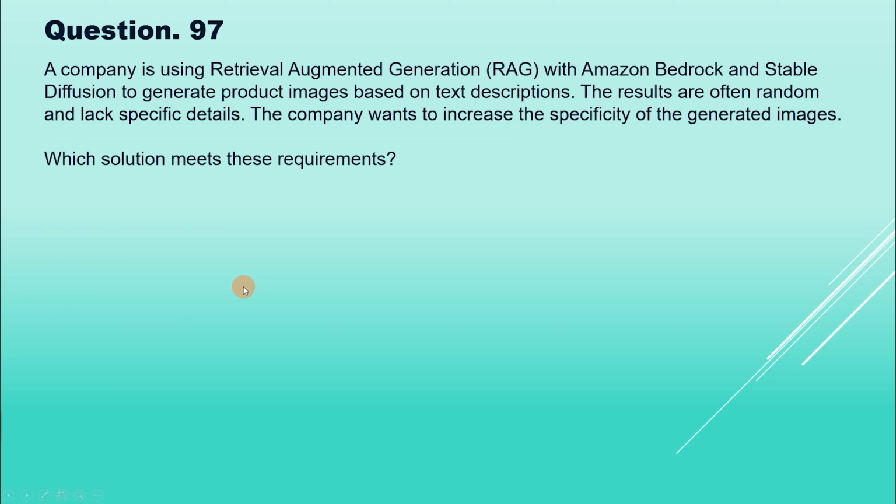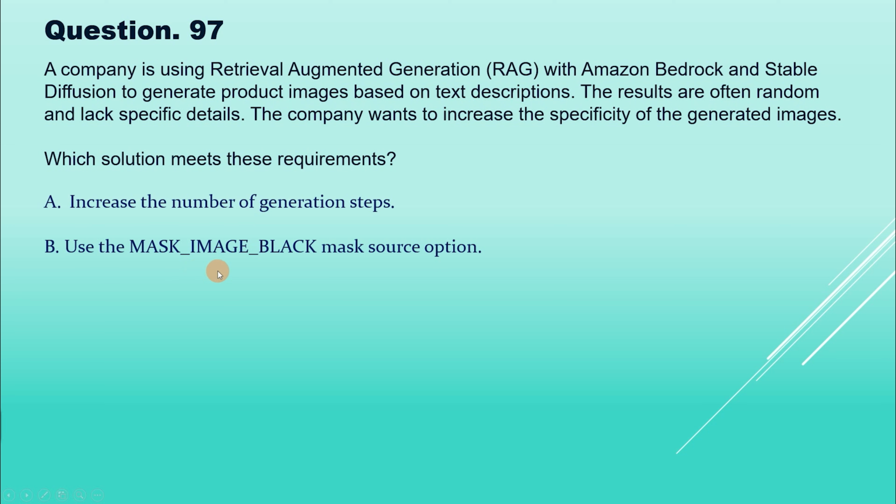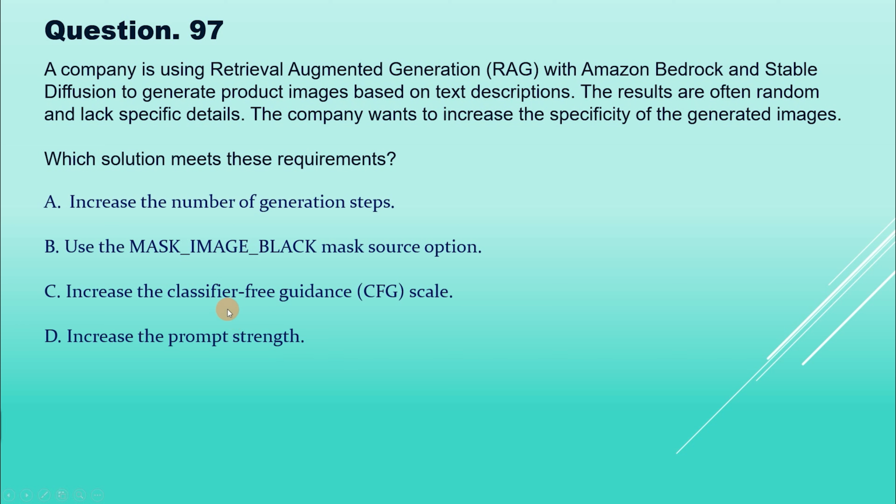Now question number 97. A company is using retrieval augmented generation, RAG, with Amazon Bedrock and a stable diffusion to generate product images based on text descriptions. The results are often random and lack specific details. The company wants to increase the specificity of the generated image. Which solution meets these requirements? Here are the options. Option A, increase the number of generation steps. Option B, use the mask image black mask source option. Option C, increase the classifier free guidance, CFG, scale. Option D, increase the prompt strength. Take your time to guess the answer.